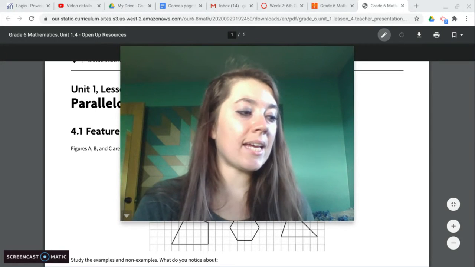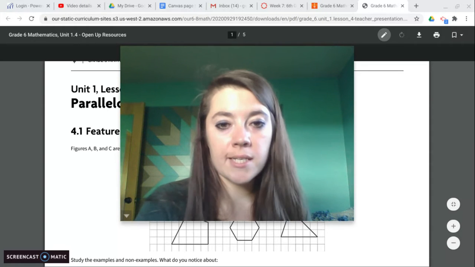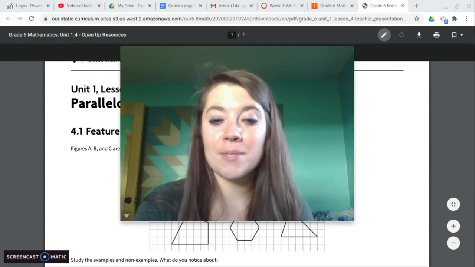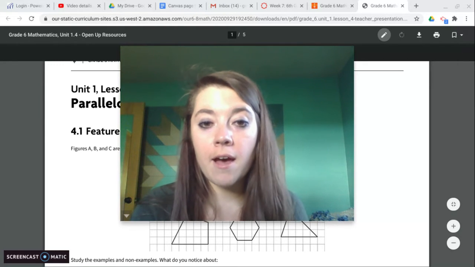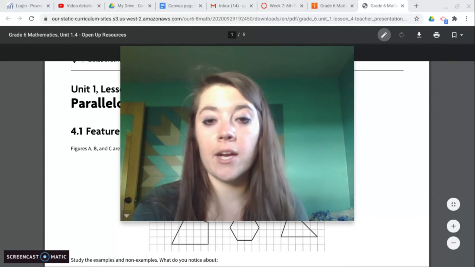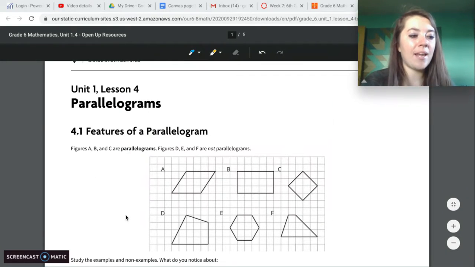Guys, so what we're looking at today is lesson 4, parallelograms. We're going to go into some details about parallelograms, sorry, can't talk today, and go through how to find the area of them, a few of their details and characteristics and things like that, okay? All right, so let's go ahead and jump right in.